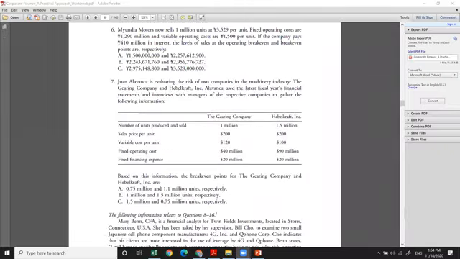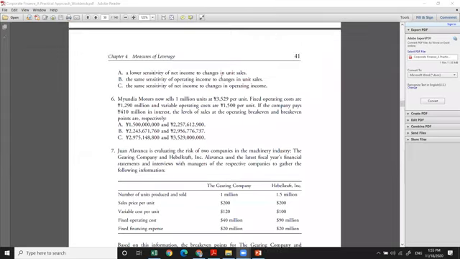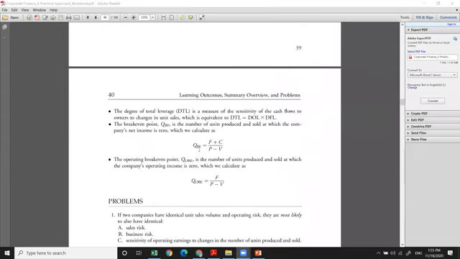Question 6. Mundia Motors now sells 1 million units, and fixed operating costs are this much, and variable operating cost is this much per unit. And the company pays 410 million in interest. The levels of sales at operating break-even and the break-even points are. So we need to calculate the operating break-even and the break-even point itself. The formulas are given here, for operating break-even and break-even points. So we need to use these formulas.